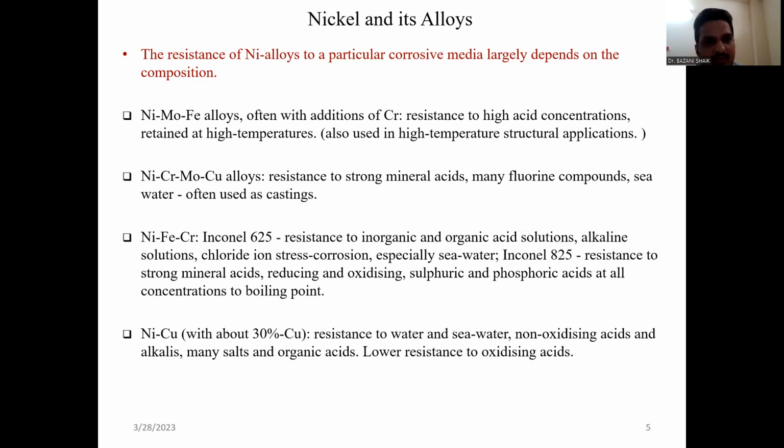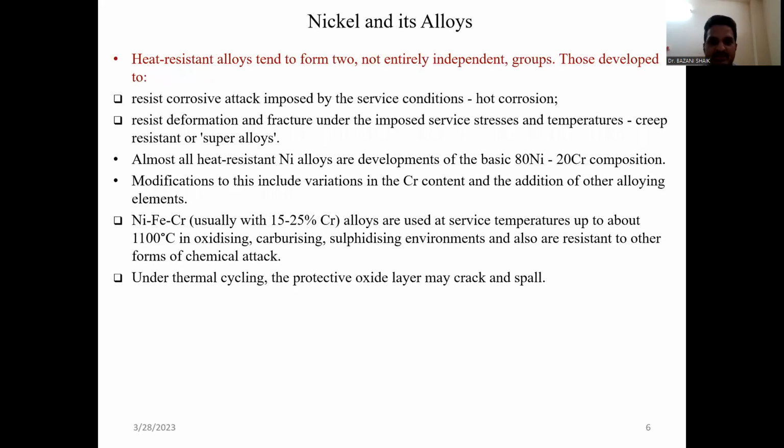Coming to nickel-copper alloys with about 30% copper, they are resistant to water and seawater, non-oxidizing acids, alkalis, many salts and organic acids, but have lower resistance to oxidizing acids.